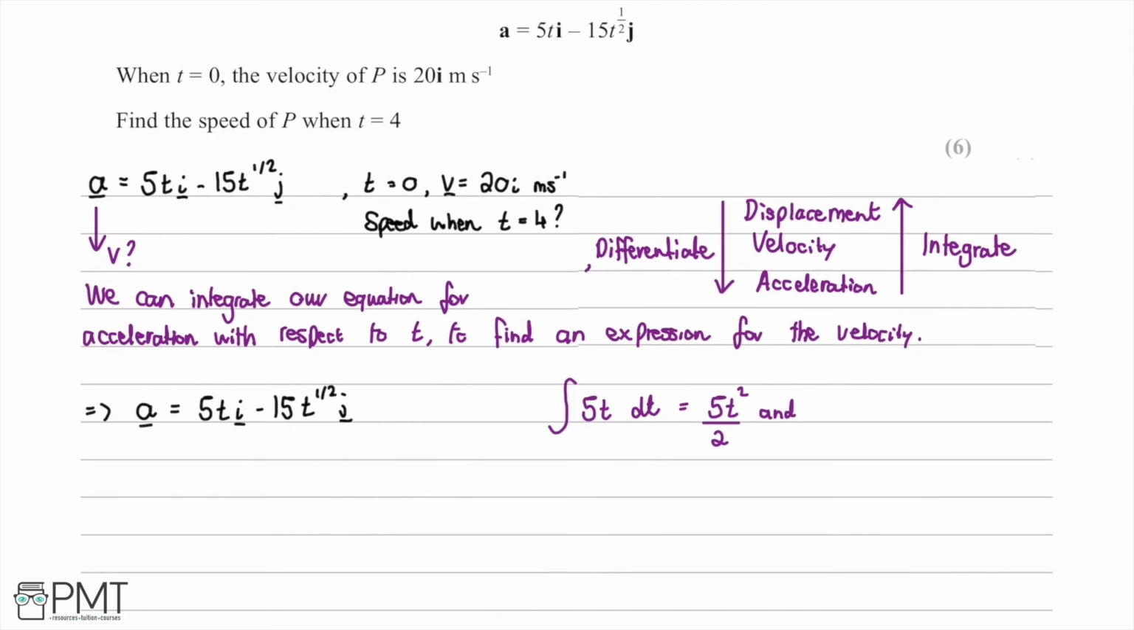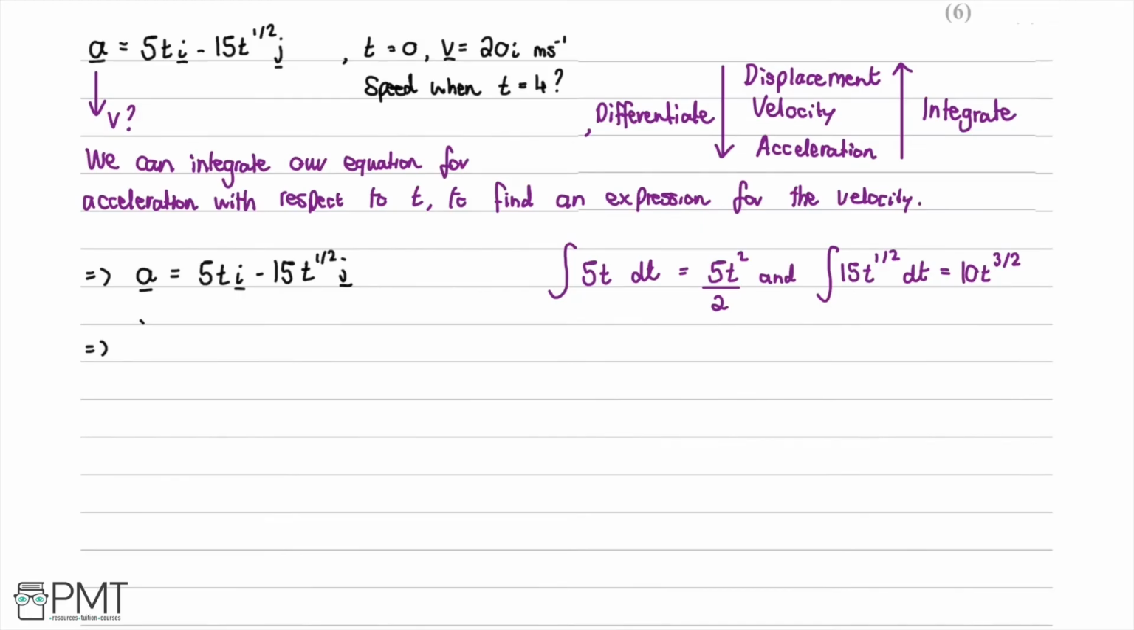And then we also have that the integral of 15t to the power of a half with respect to t is going to be equal to... so we add 1 to the power, so that'll be 15t to the power of 3 over 2, and then we divide by 3 over 2, and this comes out as 10t to the power of 3 over 2.